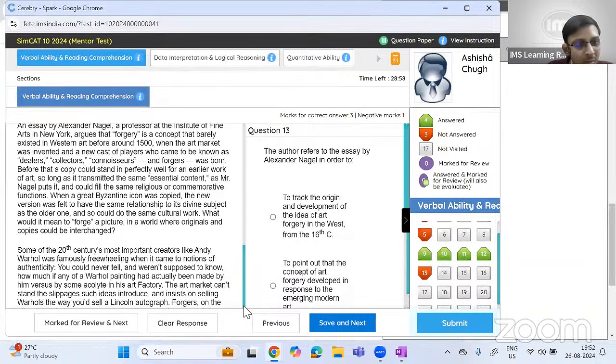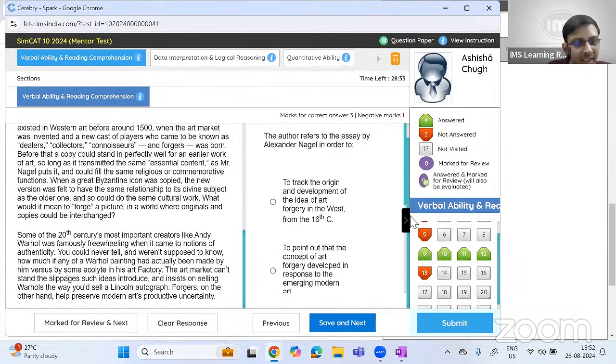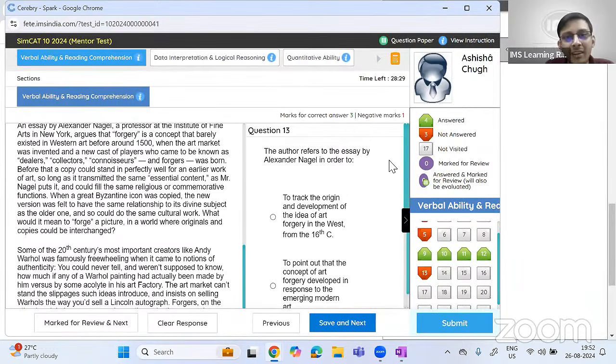Okay. Some of the 20th century's most important creators had famously freewheeling notions of authenticity. You could never tell, weren't supposed to know, how much, if any, of a Warhol painting had actually been made by him versus some acolyte, which is a follower in his art factory. The art market can't stand the slippages such ideas produce, and insists on selling Warhols the way you sell a Lincoln photograph. One second. Forgers, on the other hand, help preserve modern art's productive uncertainty. Okay. Have a decent idea.